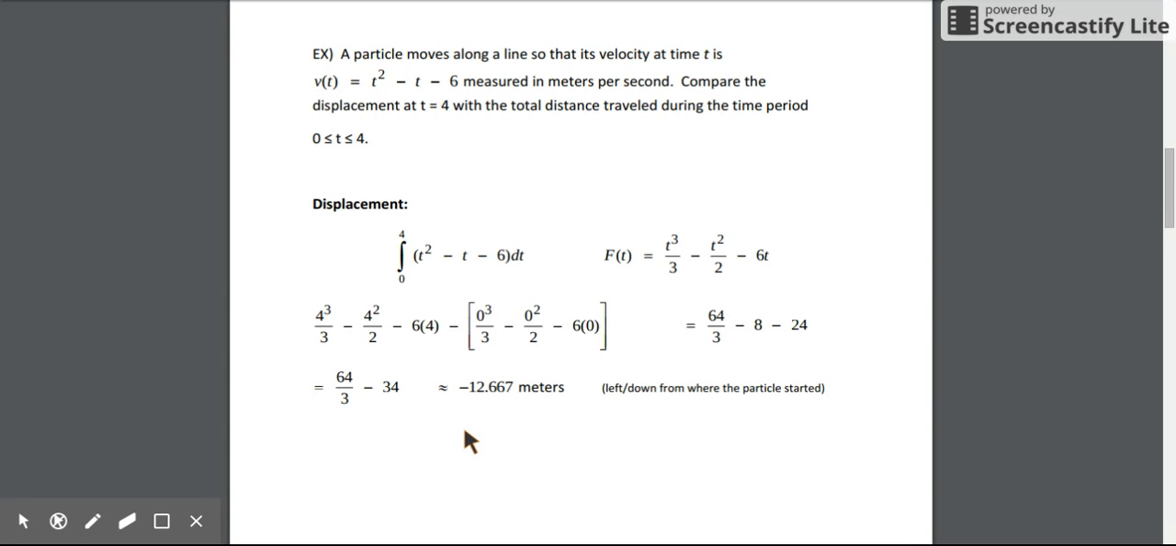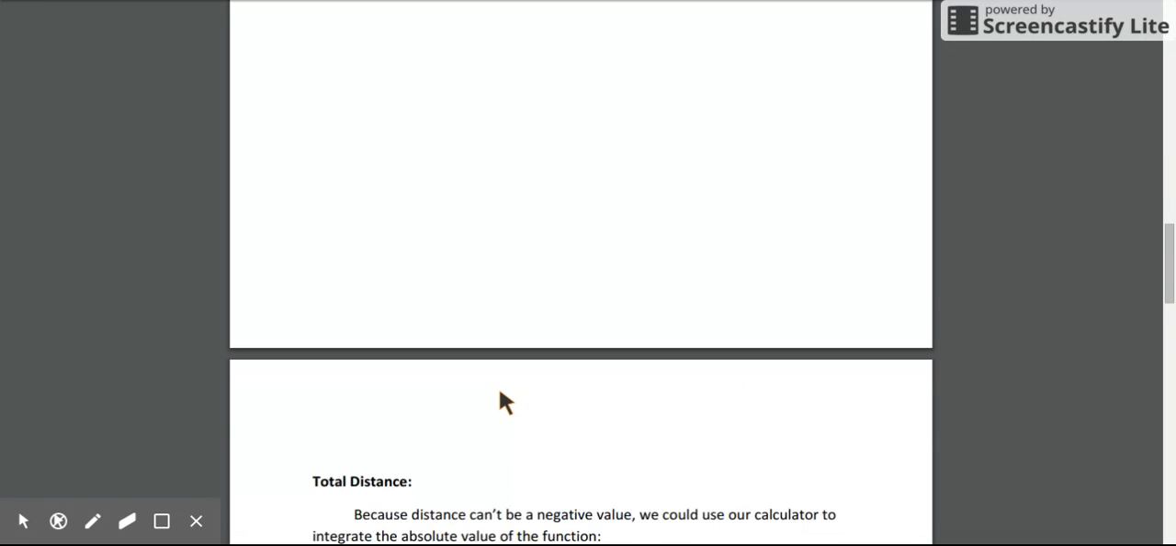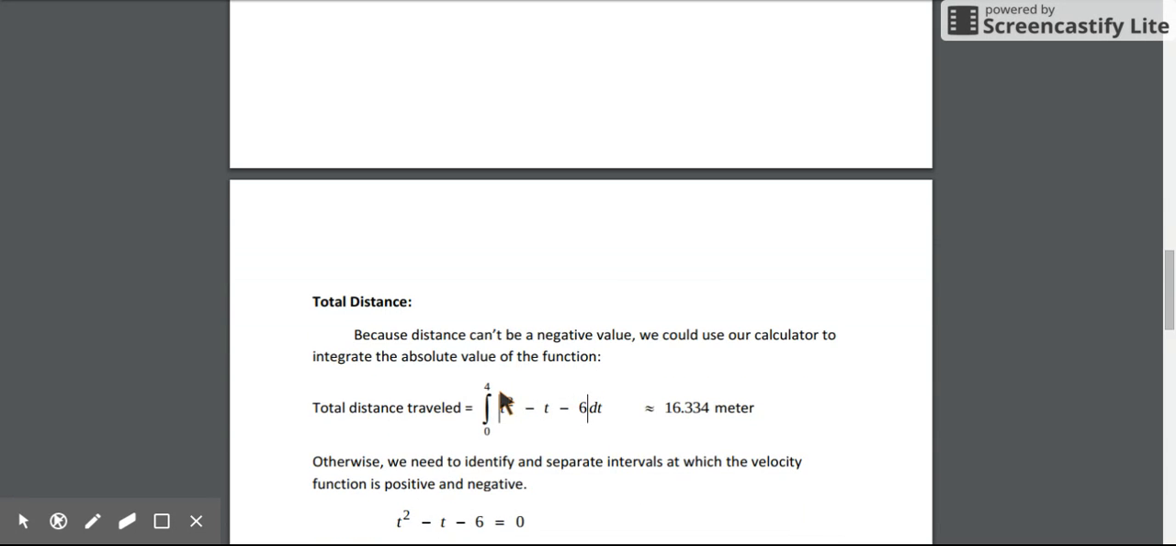So since it's a negative displacement, that means that our object traveled to the left, eventually ended up 12 and some meters to the left of where it started, or maybe down from where it started. But this is where it ended up relative to where it started. So this is not talking about the total distance it traveled, just where it ended up relative to where it started. So that's displacement.